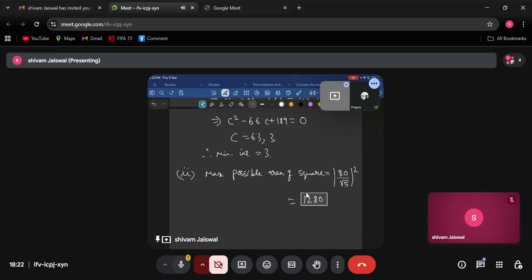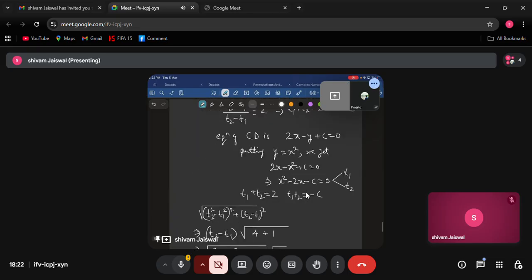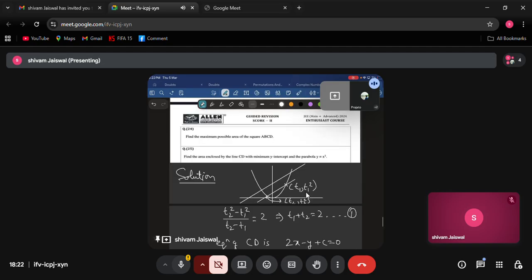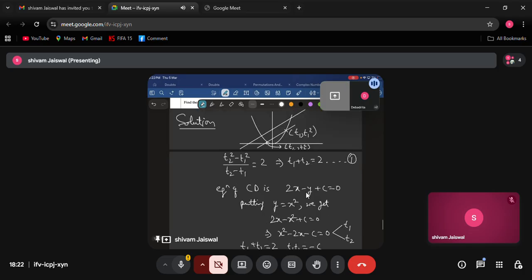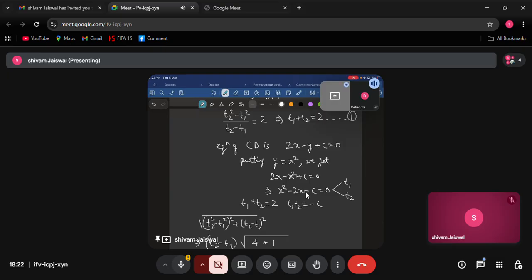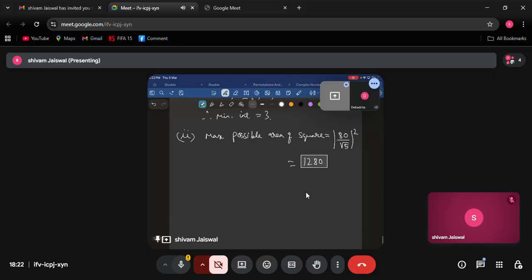Are you getting? Samriddha, Devaita, Prato, are you getting the area? Yes, sir. Understood. Okay. Find the area enclosed by the line CD with minimum y-intercept. Okay, so it is very easy. The equation of CD is 2x minus y plus 3 equal to 0. We need to find the area. Okay, number 3: 2x minus y plus 3 equal to 0 and y equal to x square.